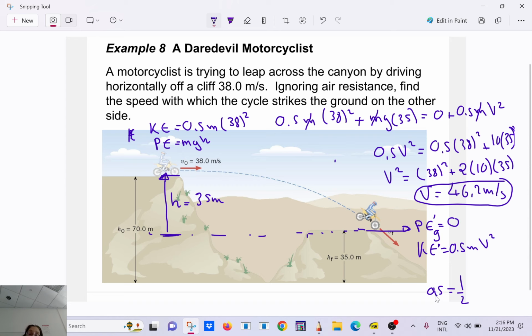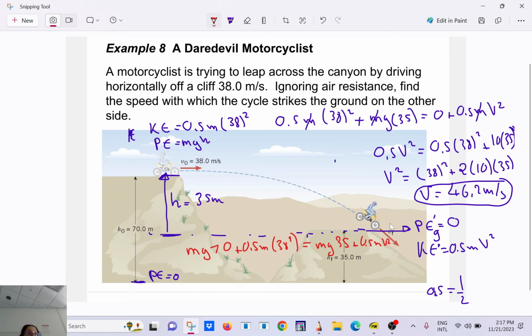Okay, so you might ask, what happens if you take the potential energy equals zero here? You will still get the same answer, but it will take more computation. At the beginning, it's going to have mg70 plus 0.5 m38 squared. At the end, it's going to be mg35 plus 0.5 mv squared. You will get the same thing because that term goes on the other side and you do 70 minus 35. It takes more steps, but you will get the same answer. The idea is to decide where the potential energy equals zero. Is that clear?